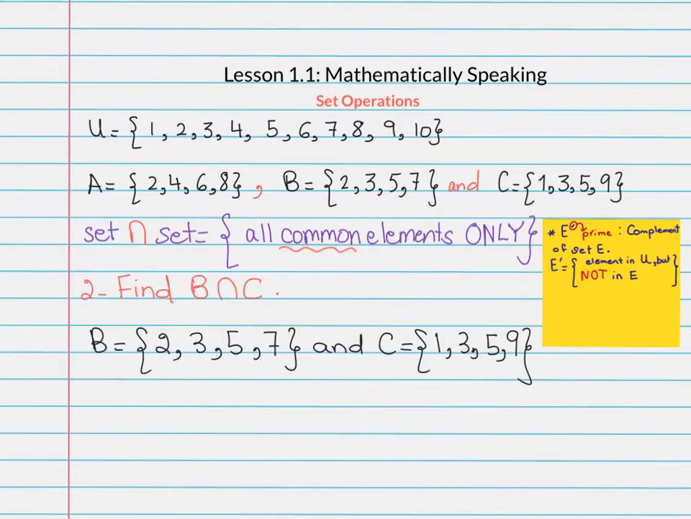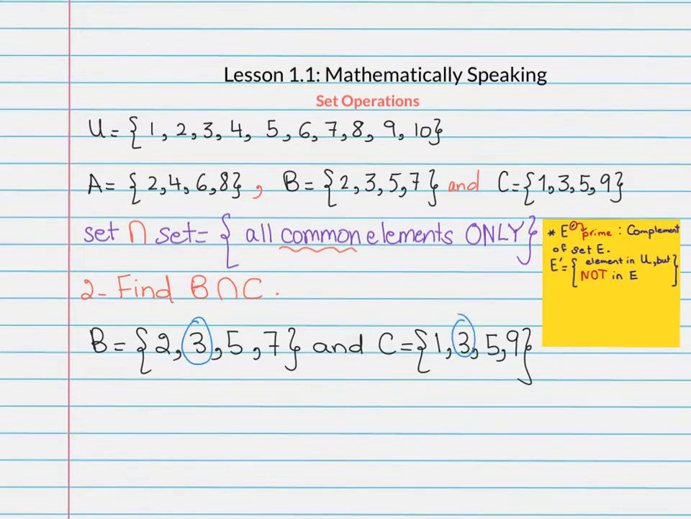Another example, number 2, find B intersection C. I listed the set B and the set C that are given in the question. Now we're going to circle the common elements. 2 is only found in B. 3 is found in B and found in C, so we're going to circle 3.